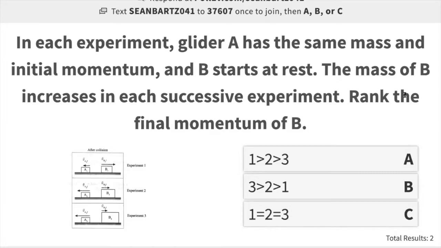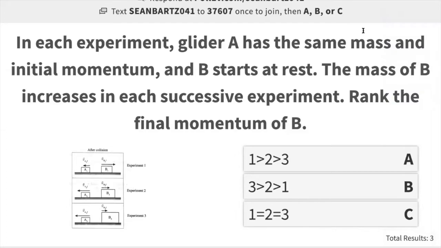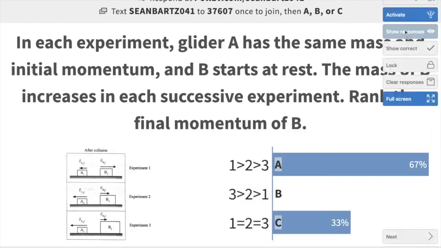So if we want to compare the final momentum of B, which one would be the biggest? Would B's final momentum be the biggest when B is the least massive? That's option A. Would it be the biggest when B is the most massive? That's option B. Or is it always the same?